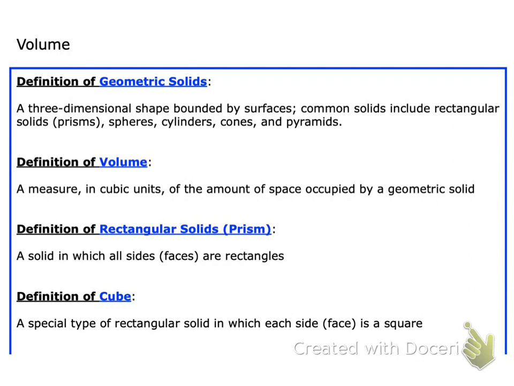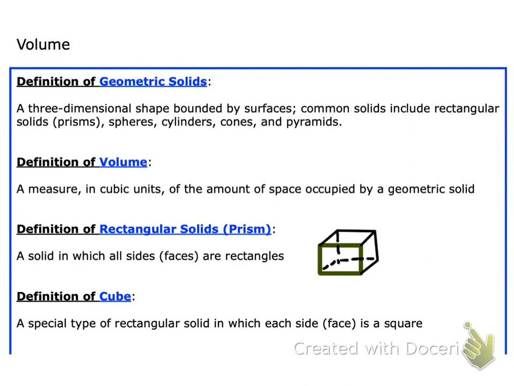A rectangular solid or a prism is a solid in which all sides or faces are rectangles. Now, the most common prism is going to be a rectangular prism. Looks kind of like this. And then if you want to do your dashed unseen lines. Okay. However, there are other prisms.